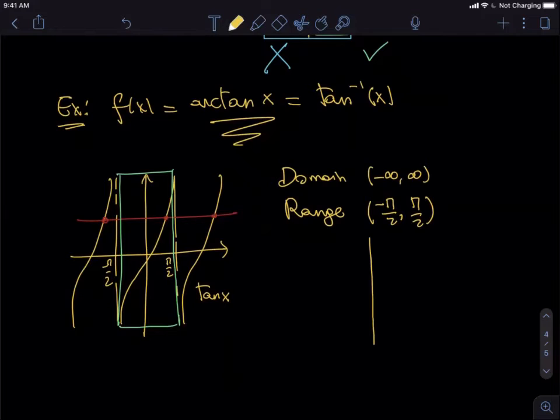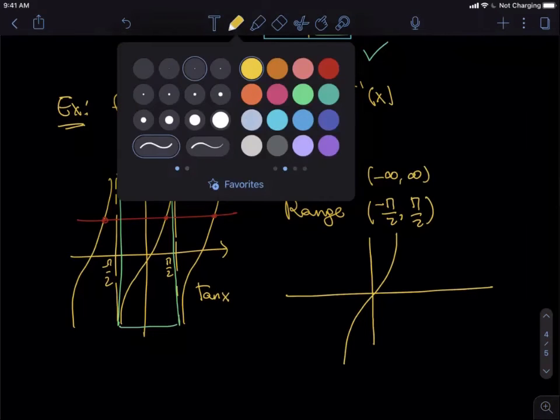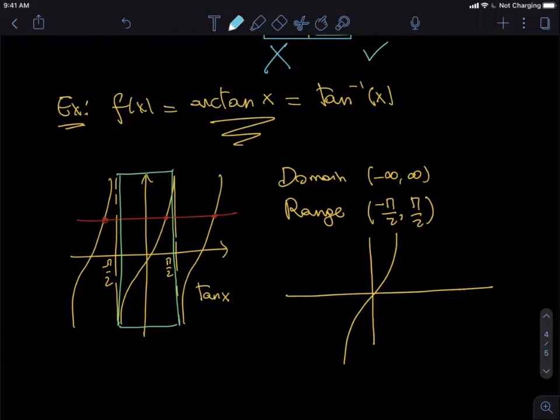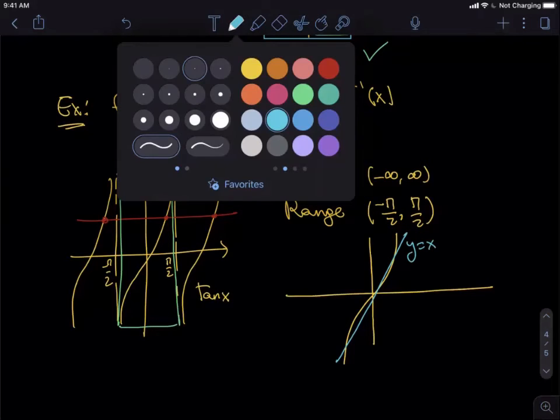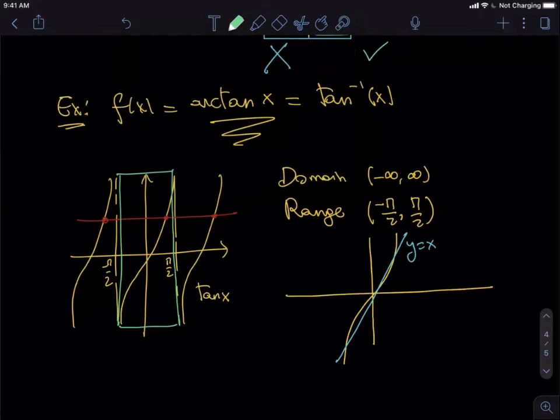Let me show you. So when we apply the trick that we saw, that we just need to reflect with respect to the line y equals x, okay, we see that the arctangent is going to look something like this. Okay, and it's going to have two horizontal asymptotes.